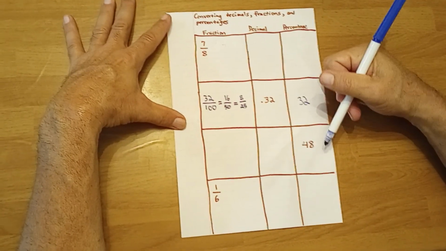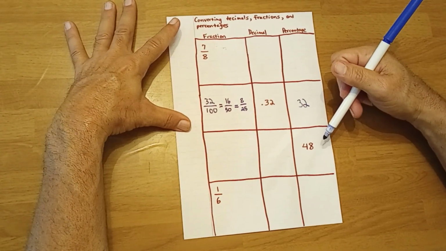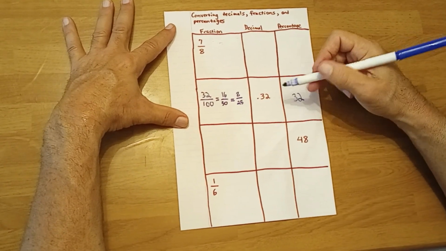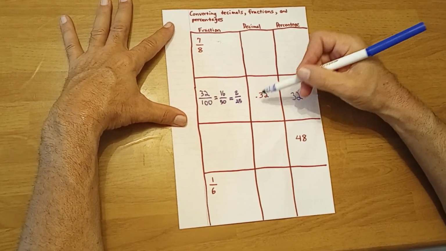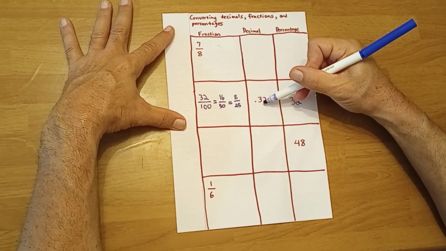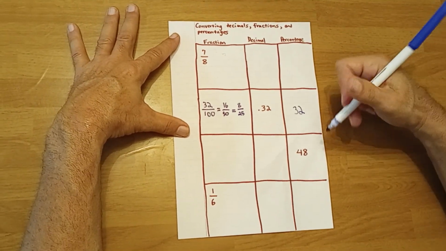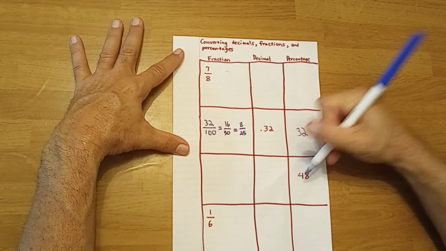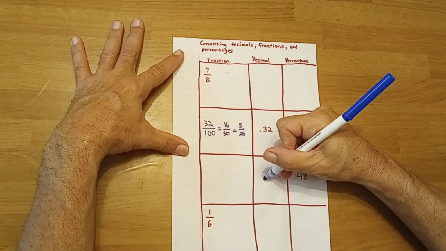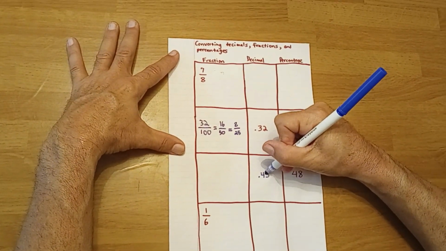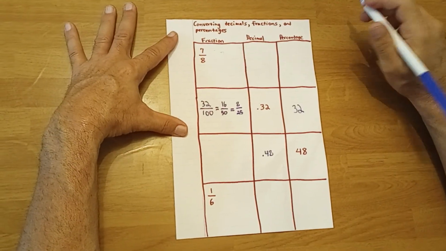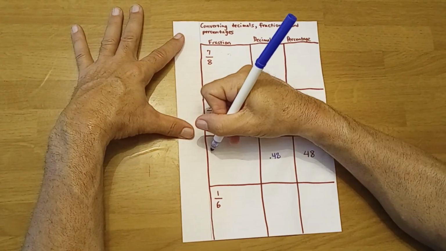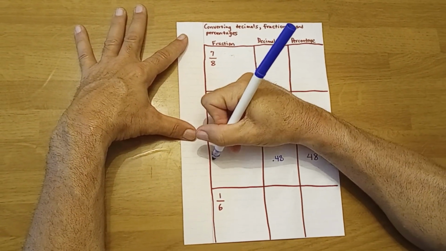Okay, let's go to the percentage, 48%. Now here, if we want the decimal equivalent of 48%, we do the opposite of what we did here. For the decimal to the percentage, we move that decimal point 2 places to the right. Here, to get the decimal from the percentage, we will move that decimal point 2 places to the left, and 48% becomes 0.48. Very easy.